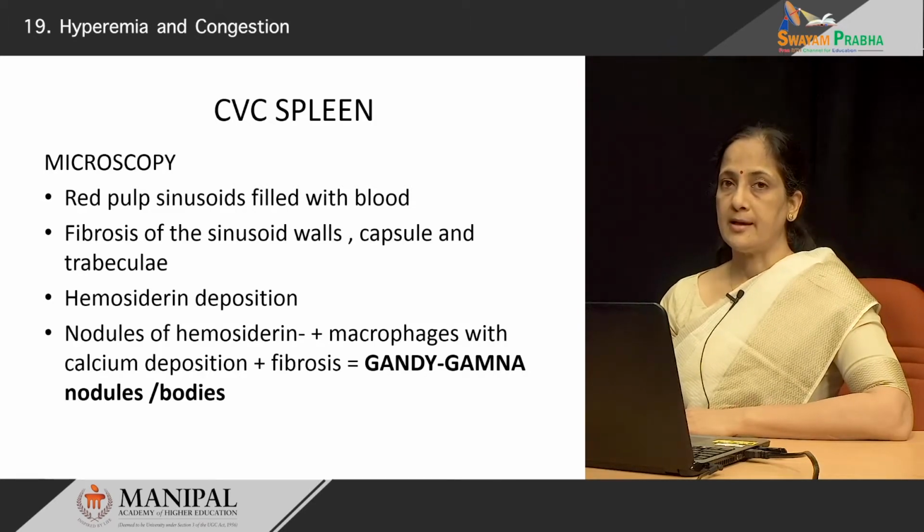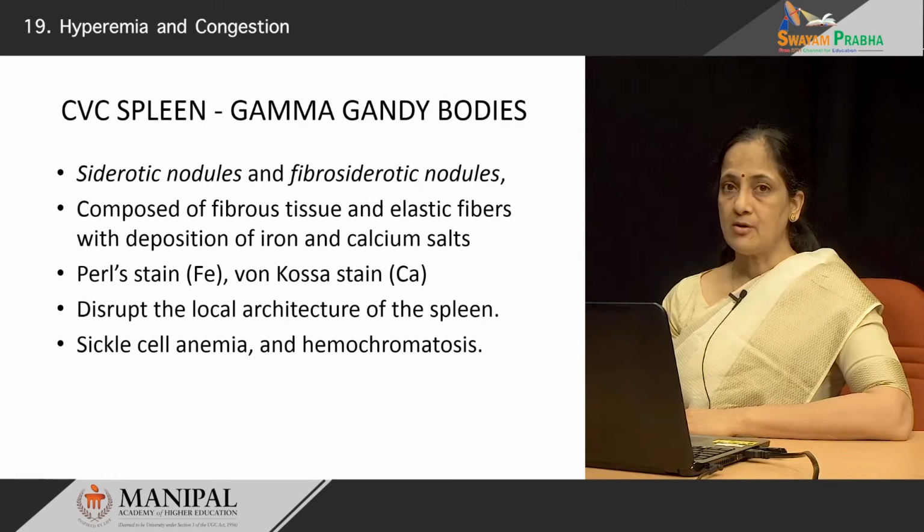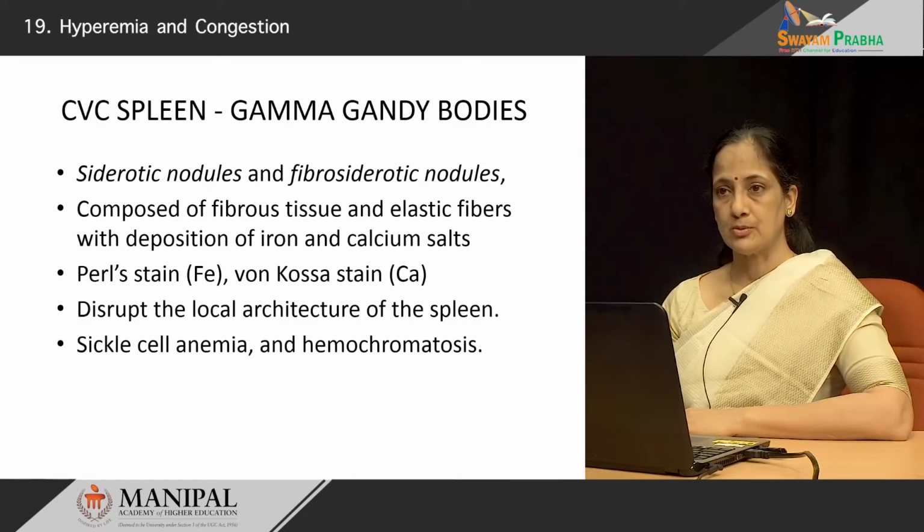In the hemorrhagic areas again, fibrosis develops, hemosiderin pigment is deposited, hemosiderin pigment is taken up by macrophages. With time, the fibrous areas develop calcium deposits. This structure together is referred to as the Gandy-Gamna bodies or the Gandy-Gamna nodules. That is, nodules of fibrosis which have hemosiderin pigment deposits and calcification are the Gandy-Gamna bodies. These bodies are also referred to as siderotic nodules or fibrosiderotic nodules.